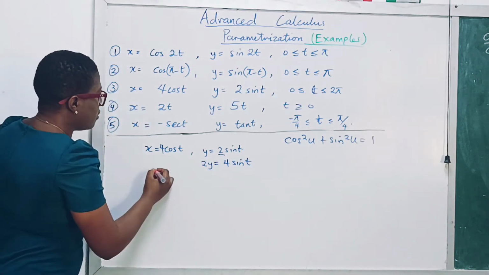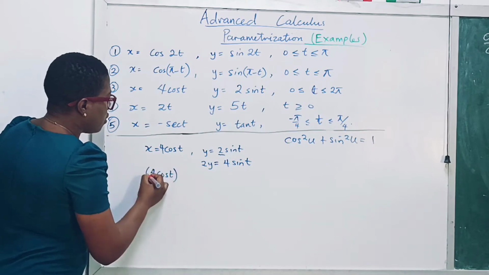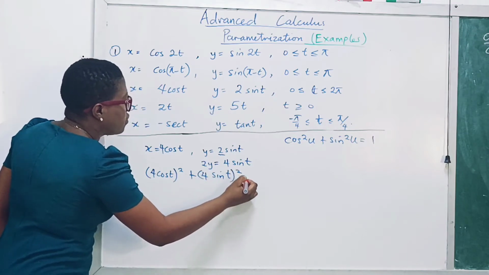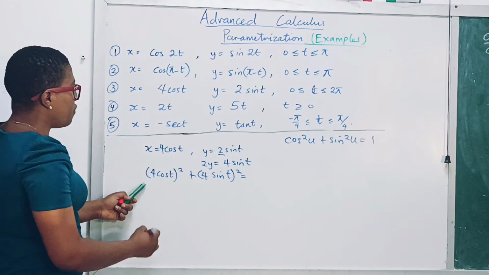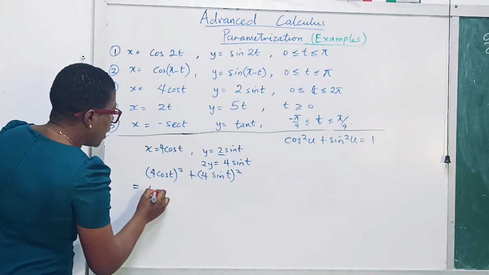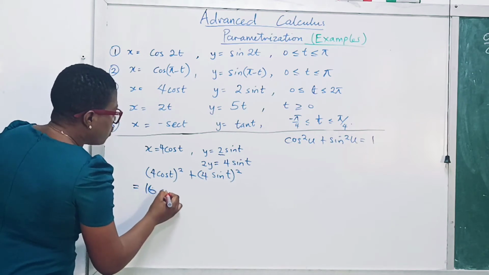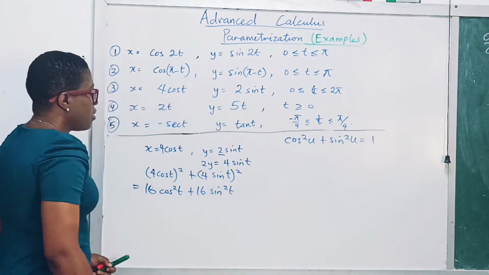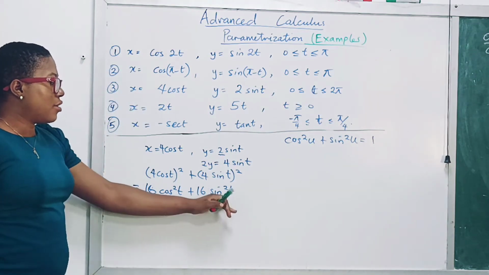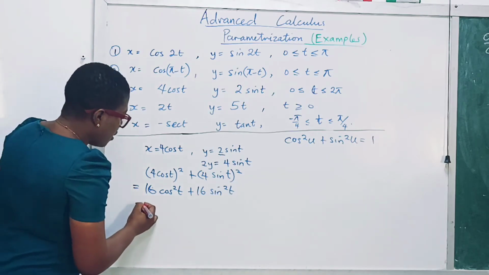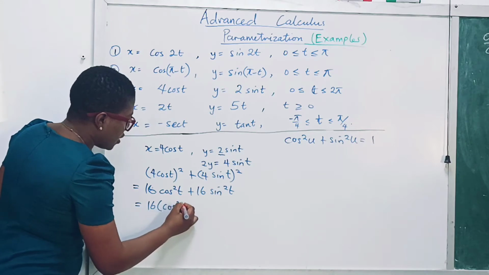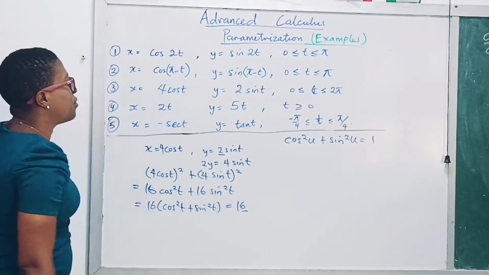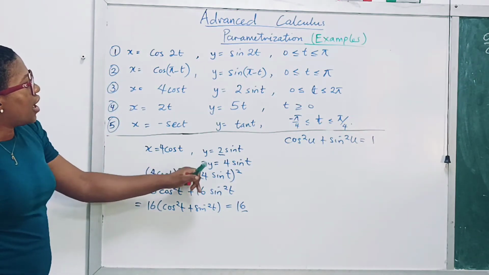Now I can have that 4 cos t squared plus 4 sine t squared is equal to, I don't know what it is. This will give me what? First of all, it's going to give me 4 squared, which is 16, cos squared t plus 16 sine squared t. There is 16, there is 16. You can put it outside. Yes, I factorize. So, this is 16 into cos squared t plus sine squared t. For people that are following, it equals 16 times 1, 16. So, I have that x and 2y gave me that.